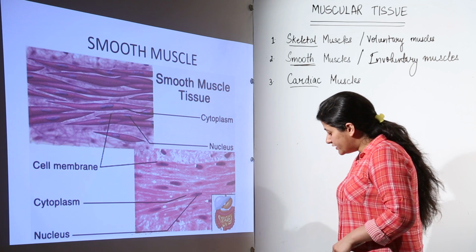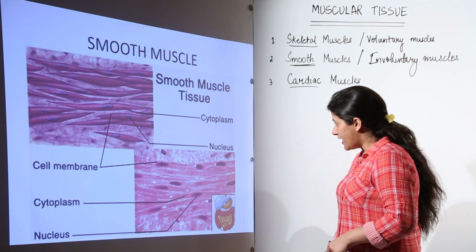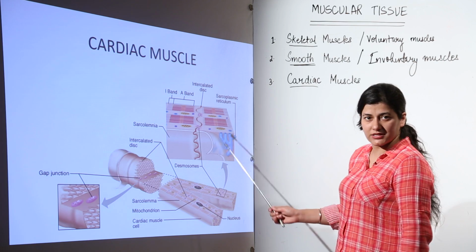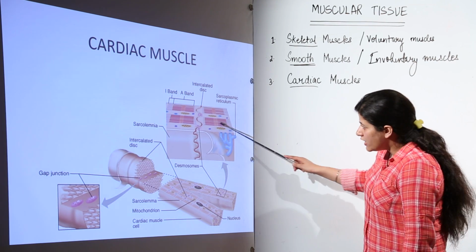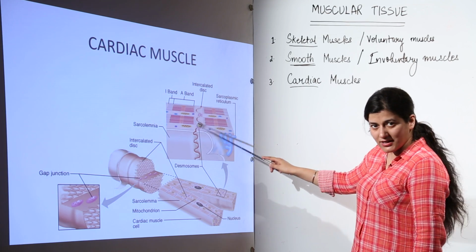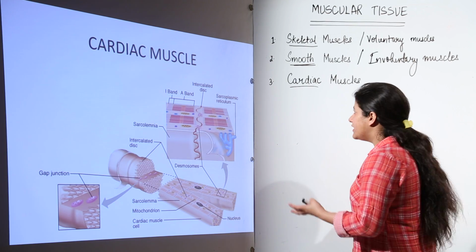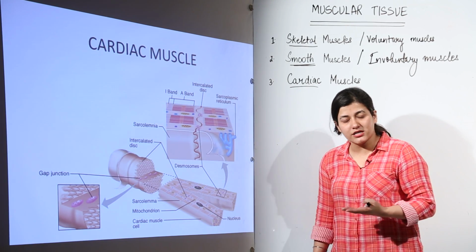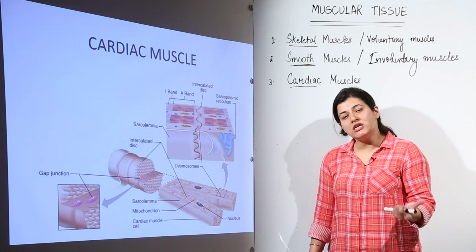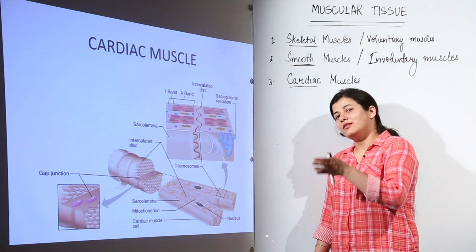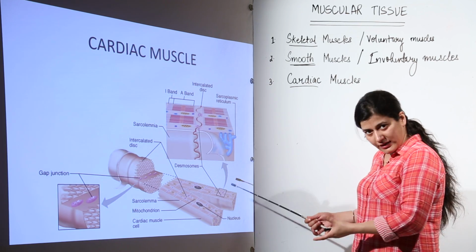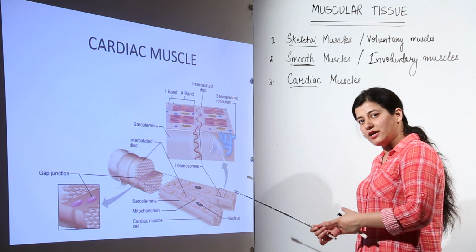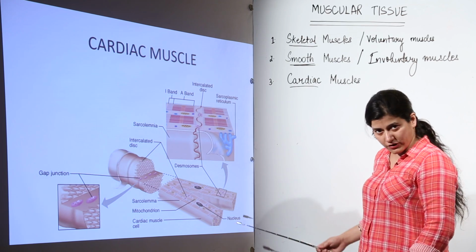Now we have the third type of muscles, that is the cardiac muscles. When we talk about cardiac muscles, you can see over here some stripes present. That means they are striated muscles. We should be thankful to these cardiac muscles because they keep on working from your birth till the time your life ends. When the cardiac muscle stops, the heart stops beating. The heart is beating every time. It is these muscles which are in function.